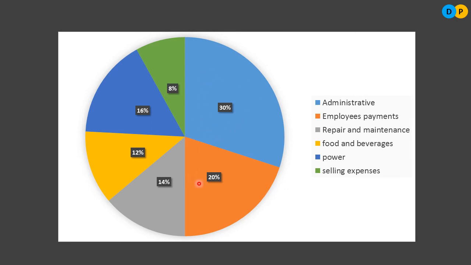This is 72 degrees for employee payments, and repair and maintenance is around 50 degrees, which contributes 14% of the total expense, and 12% of the expense is towards food and beverages. So the total expense is in terms of percentages, but we have converted them into angles. This is how we construct the pie chart.